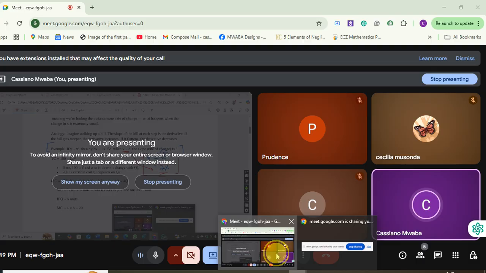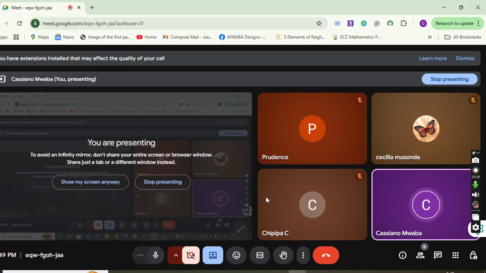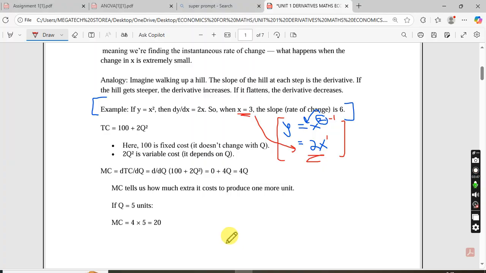Okay, marginal cost is the additional cost you incur when you produce an extra unit. So marginal cost, you can think of it as the rate of change of the total cost, basic. So for example, if your total cost function is TC equals 100 plus 2q squared, and then you have to find the marginal cost.